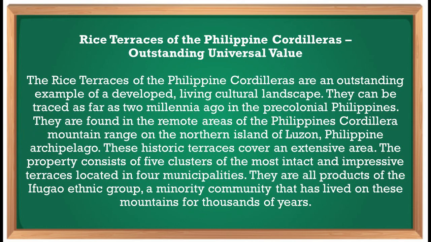Rice Terraces of the Philippine Cordilleras, Outstanding Universal Value. The rice terraces of the Philippine Cordilleras are an outstanding example of a developed, living cultural landscape. They can be traced as far as 2 millennia ago in the pre-colonial Philippines. They are found in the remote areas of the Philippine Cordillera Mountain Range on the northern island of Luzon, Philippine Archipelago.